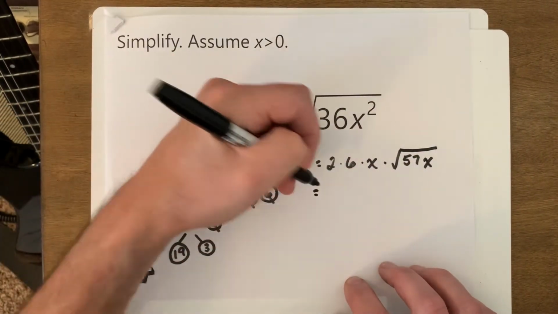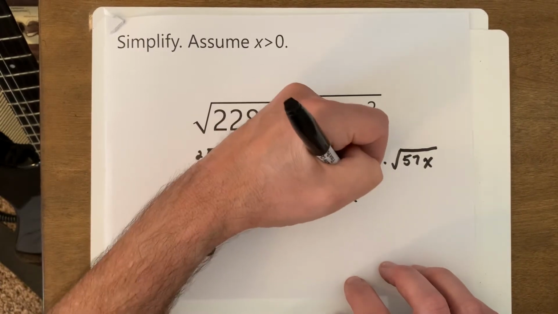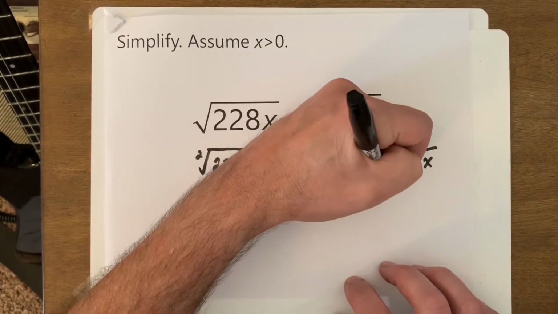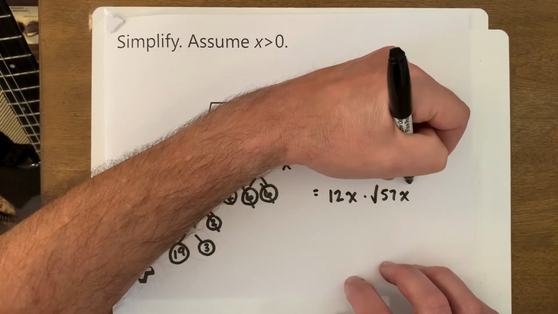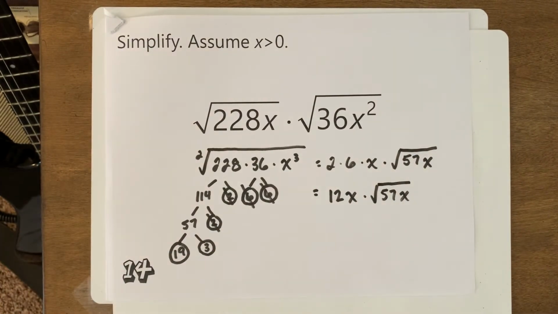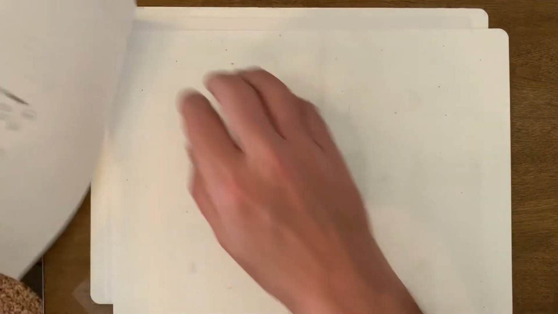So my final answer is 12x times the square root of 57x. And that looks pretty good. All right.